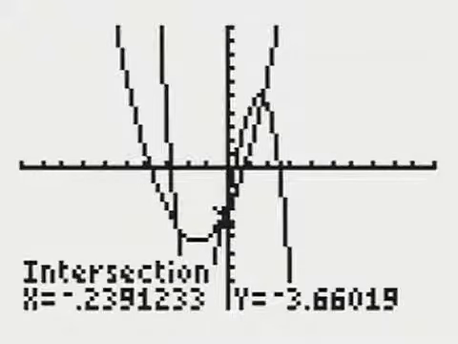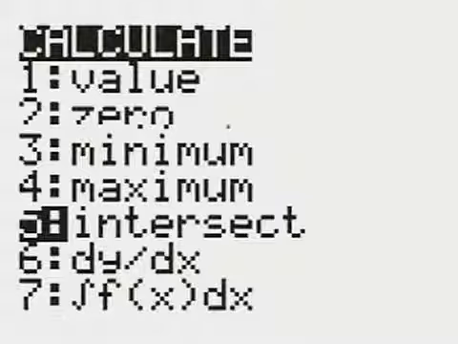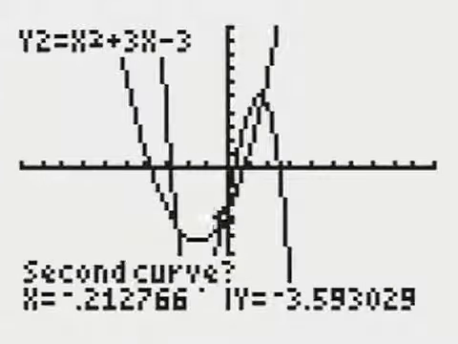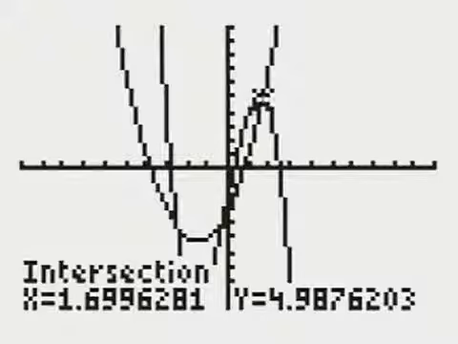Do the exact same thing to get our third solution. Calc menu, down to intersect, first curve enter, second curve enter, and then we're going to scroll to that third intersection point and hit enter. So we see that the third intersection point occurs when x is roughly positive 1.70, so our third solution is 1.70. So putting that together, our three solutions here are negative 2.46, negative 0.24, and positive 1.70.